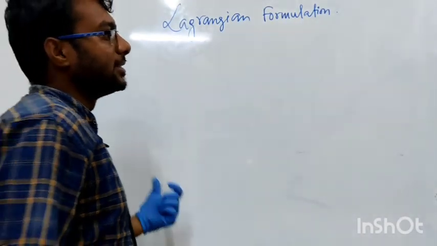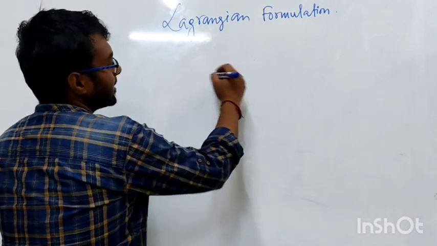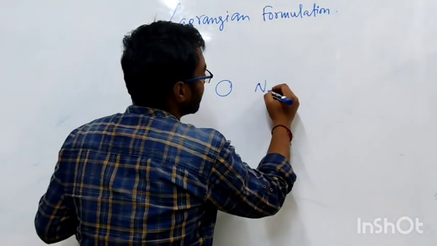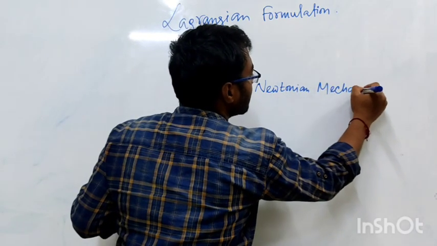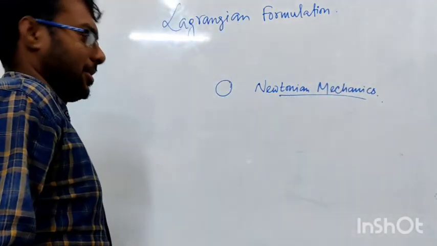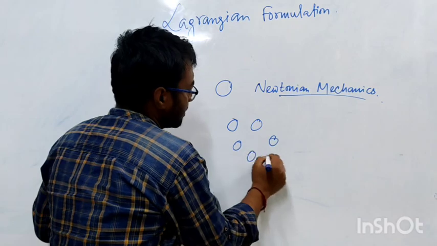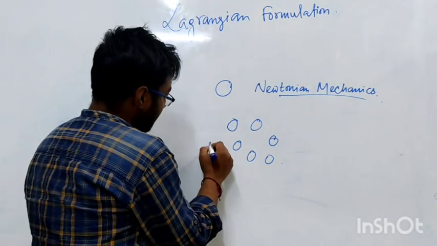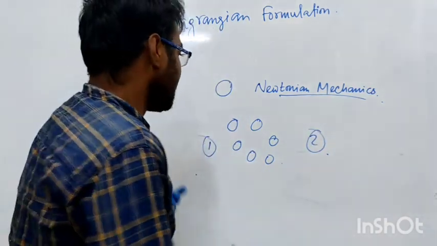Now we will discuss the Lagrangian formulation. Why does Lagrangian come? Actually, we can deal with any classical system using Newtonian mechanics, but the problem arises when the number of particles is very large. And the second case is if the system is very complex.